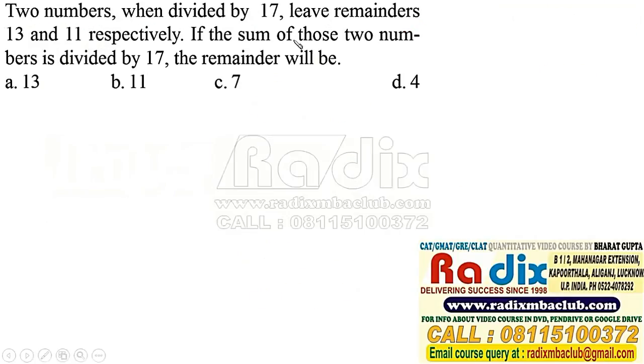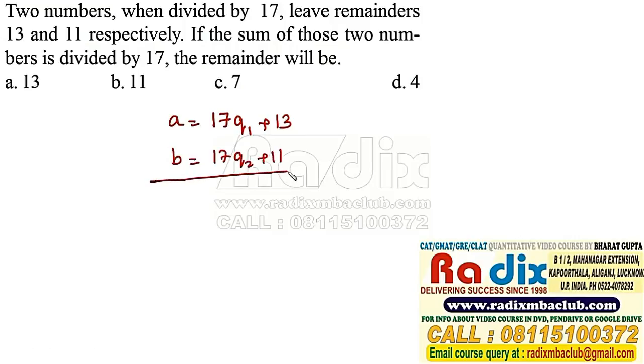Okay. Next question. Two numbers when divided by 17 leave remainders 13 and 11 respectively. Let the first number be A. When divided by 17, let the quotient be q1, and the remainder is 13. The second number, let it be B, when divided by 17 leaves remainder 11. Now the sum of these two, A plus B.